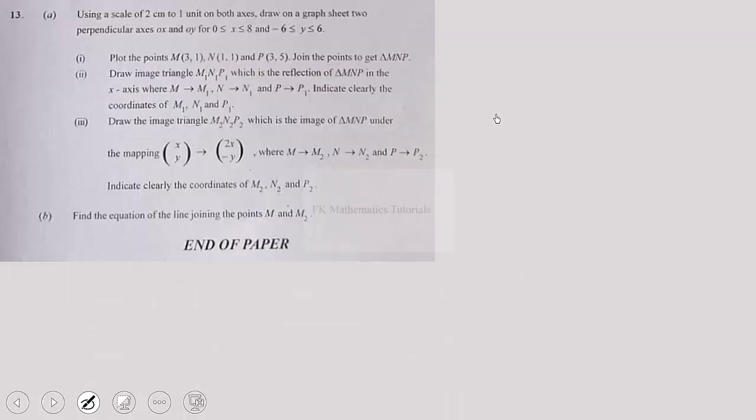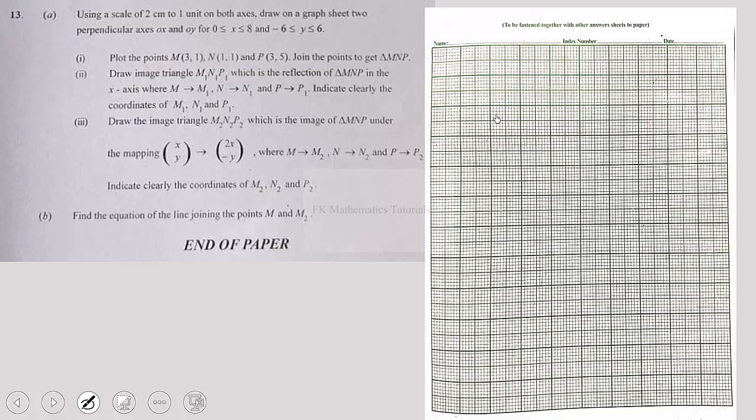Then let's look at question 13. Using a scale of 2 centimeters to 1 unit on both axes, draw on a graph sheet two perpendicular axes OX and OY for the interval 0 to 8 on the x-axis and negative 6 to 6 on the y-axis. We have to plot the points M(3, 1), N(1, 1), and P(3, 5). So we have the graph sheet here. We have the x-axis and the y-axis, and we indicate the scale as is shown from 0 to 8 on the x-axis and negative 6 to 6 on the y-axis.